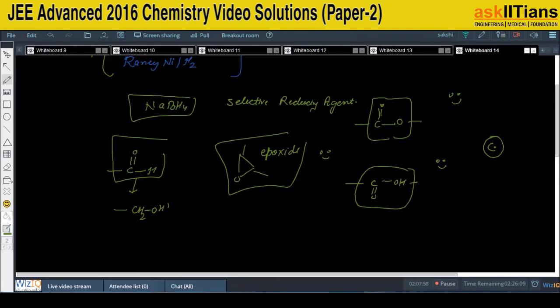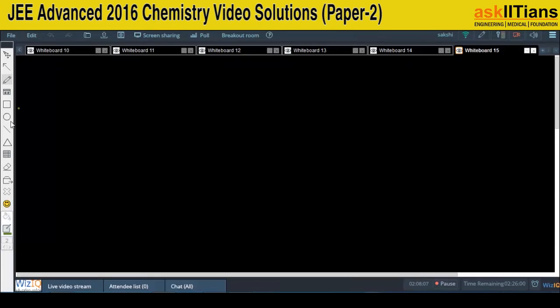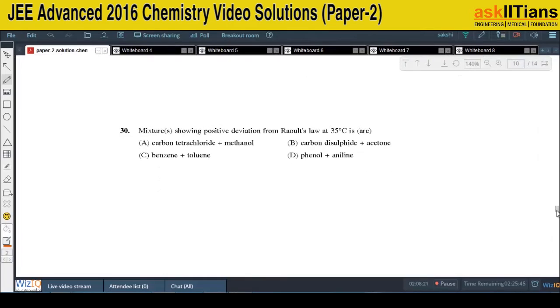Now, having done with question number 29, it's time that we should continue with question number 30. Again, first of all, let me show you this question. Question number 30, if you people have to read: mixtures showing positive deviation from Raoult's law at 35 degrees C is or are. That means you have to find all those mixtures which show positive deviation from Raoult's law. So let me tell you one again very, very important thing.